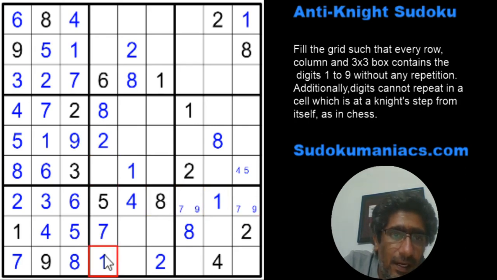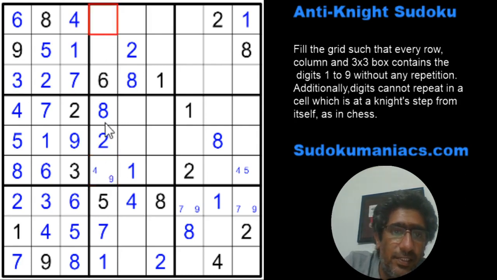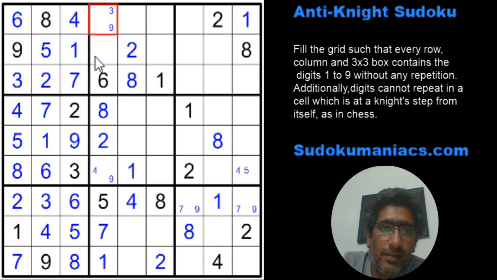Coming back here, I have 1, 2, 3, 4 is not there, 5, 6, 7, 8, and a 9. So the missing are 3, 4, and 9. So this has to be 3, 9. This is a 3, 4.